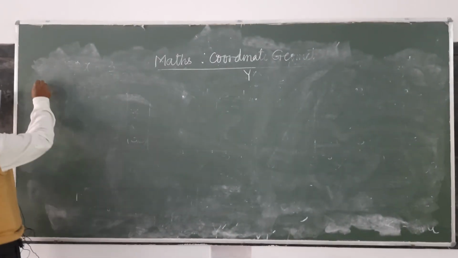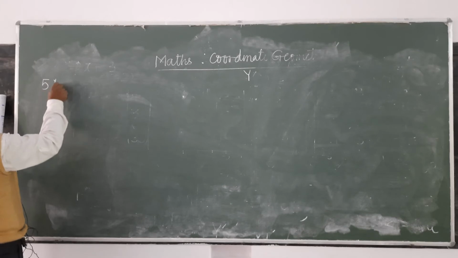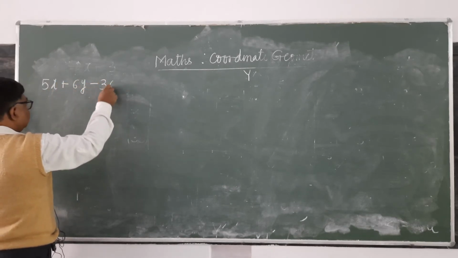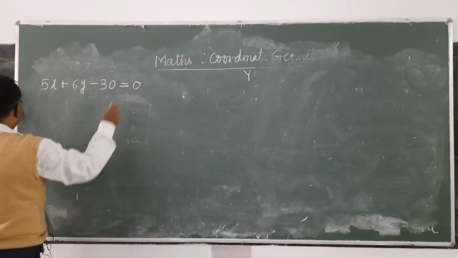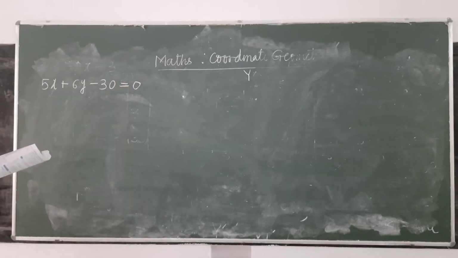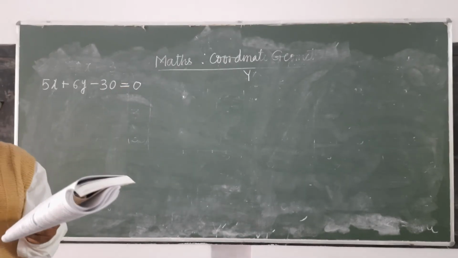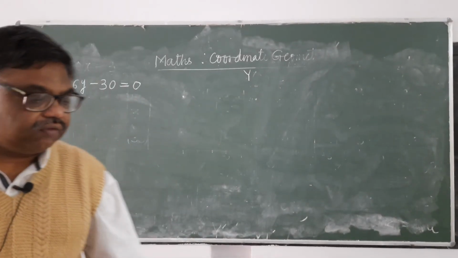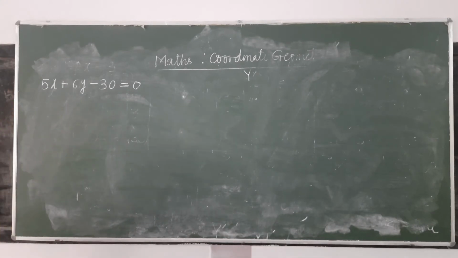It is 5x plus 6y minus 30 equals to 0, and use it to find the area of. So first you draw the graph. So see here, how will you draw the graph? So you make the formula of y.